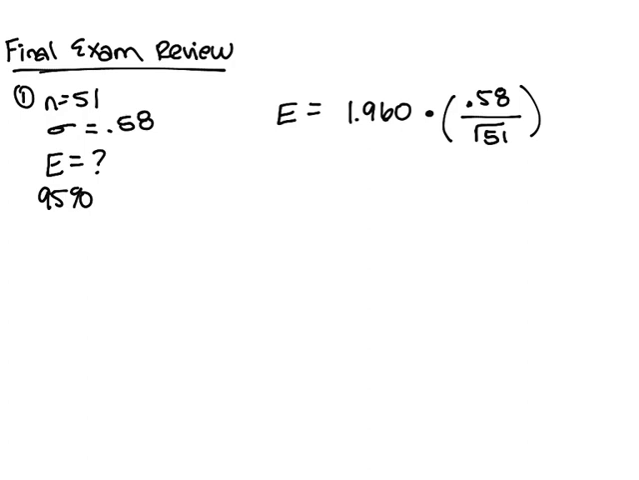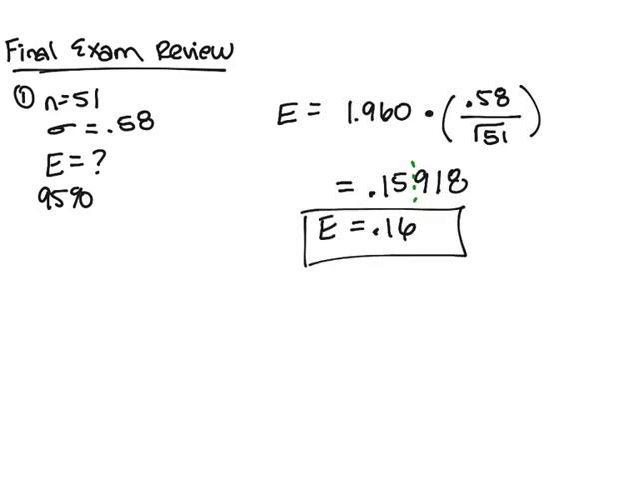And that's just straight type in the calculator. 1.96 times 0.58 divided by the square root of 51. And you should get 0.159, blah, blah, blah. But looking at the answer choices, you're going to round to 2 decimals. And that would make that be 0.16 as the error. Did y'all get 0.16? Okay, good deal. Which is B's choice.